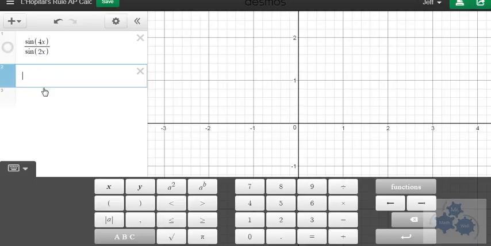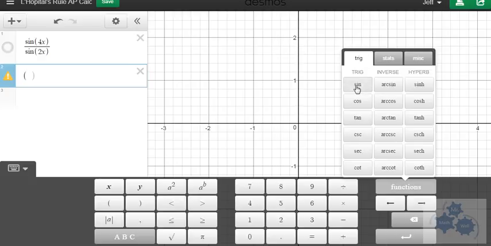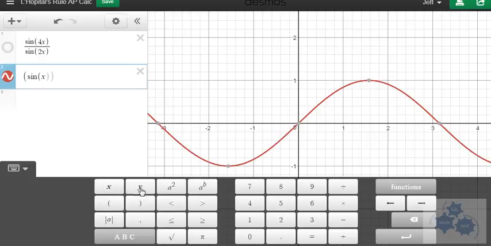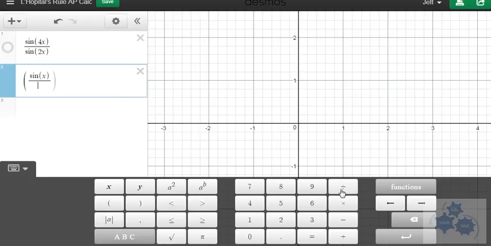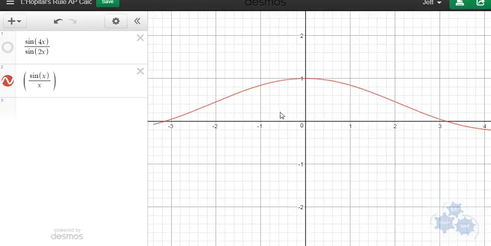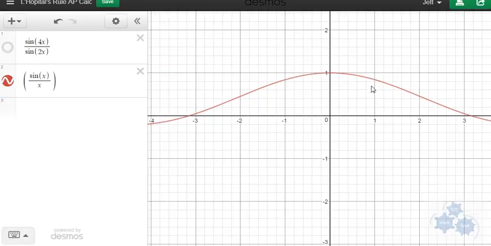Desmos disturbed me. Okay, brackets, sine x. Thank you. There's sine x. Look at that. But we're going to divide this by what? x. There's the graph right there. And as x approaches 0, what's the limit?